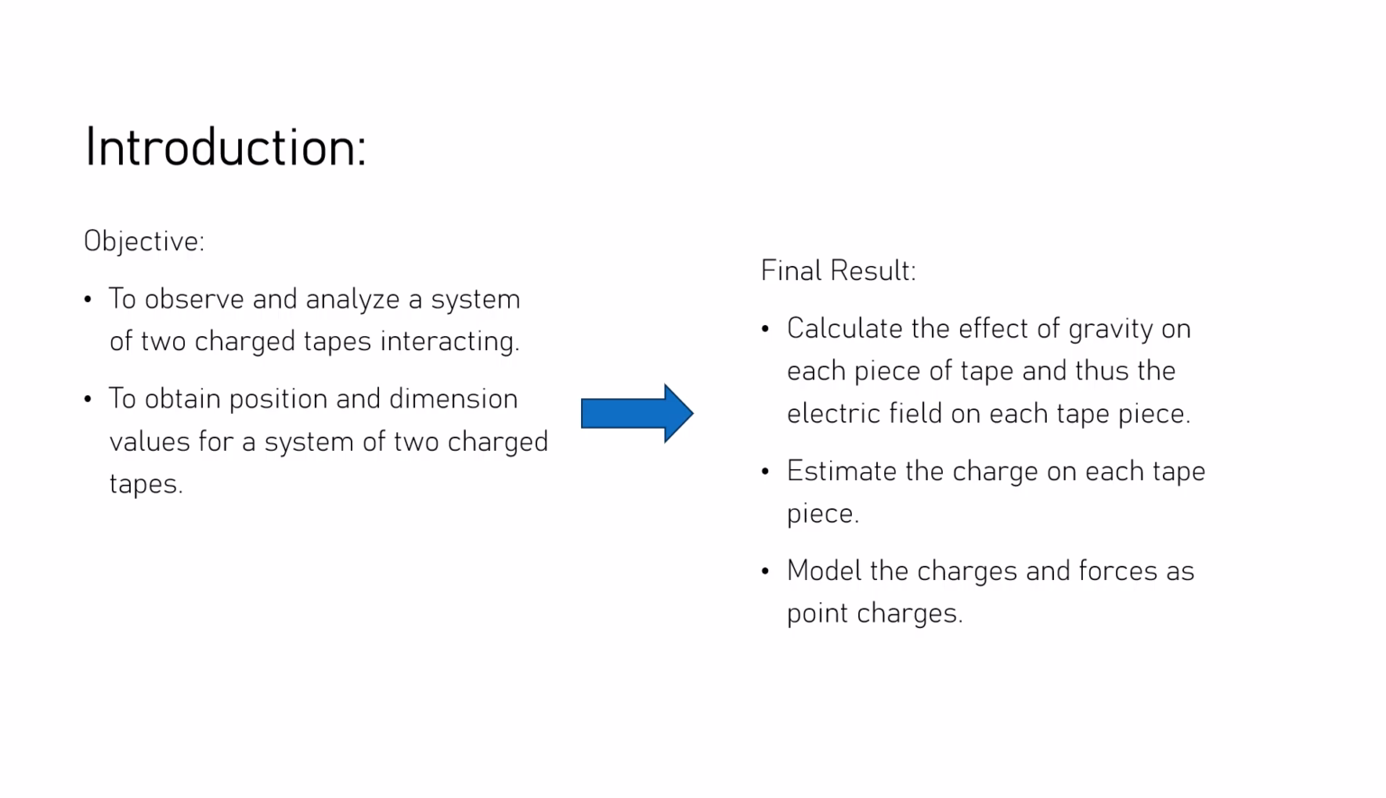So as a quick introduction, the objective was to observe and analyze a system of two charged tapes interacting and obtain position and dimension values for that system. And then using that, we can calculate the effect of gravity on each piece of tape, thus calculating the electric field on each piece of tape, finally being able to calculate the charge for each piece of tape. And we're modeling the charges and forces as point charges and forces acting on point charges.